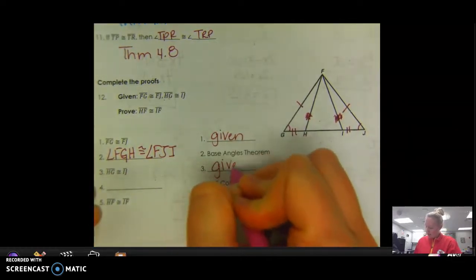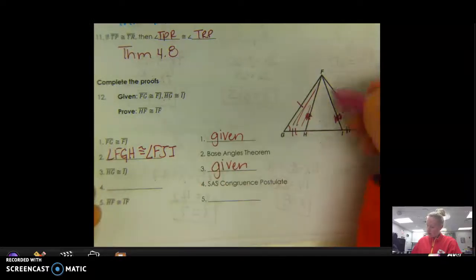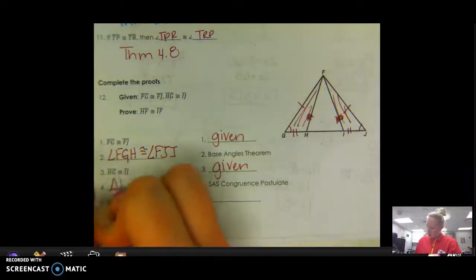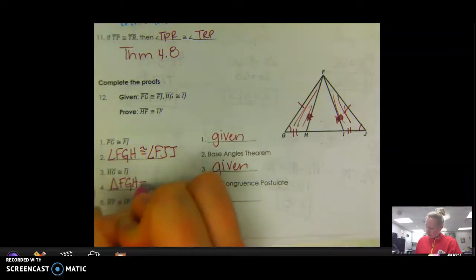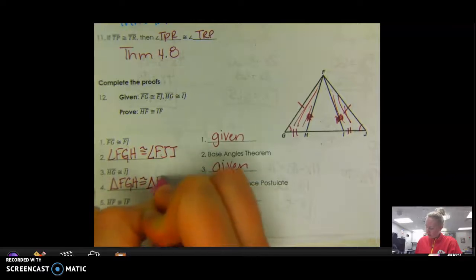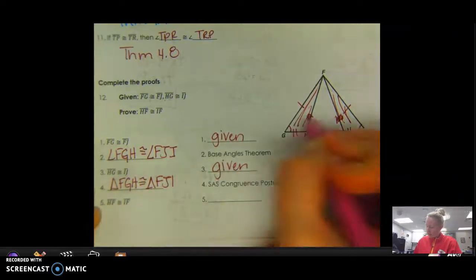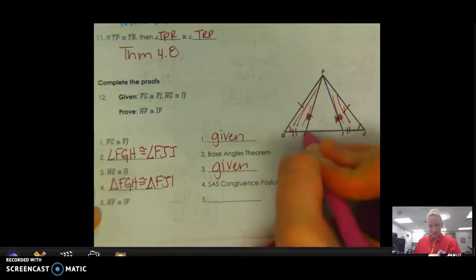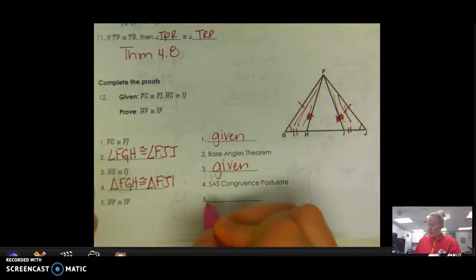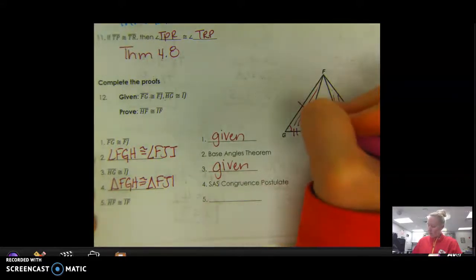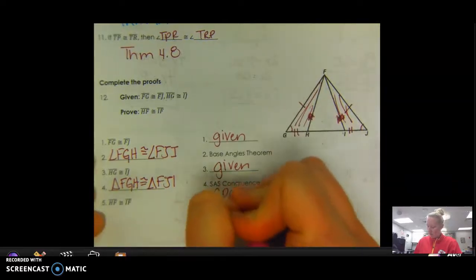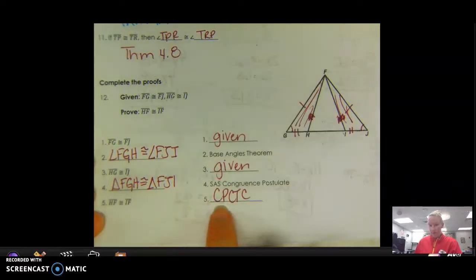That was a given. Then that makes this triangle congruent to this triangle. So triangle FGH is congruent to triangle FJI by side, angle, side congruence. And this last one is something new. That means that H to F is congruent to I to F by what we call CPCTC. Corresponding parts of congruent triangles are congruent.